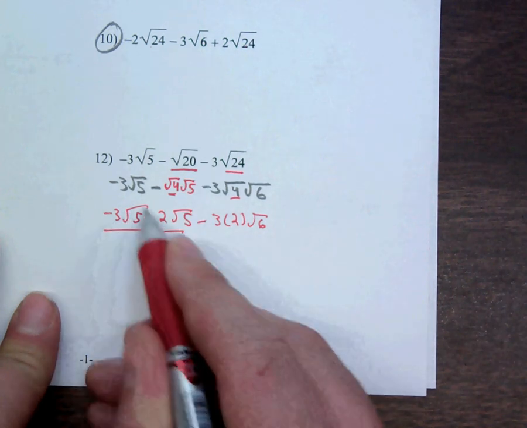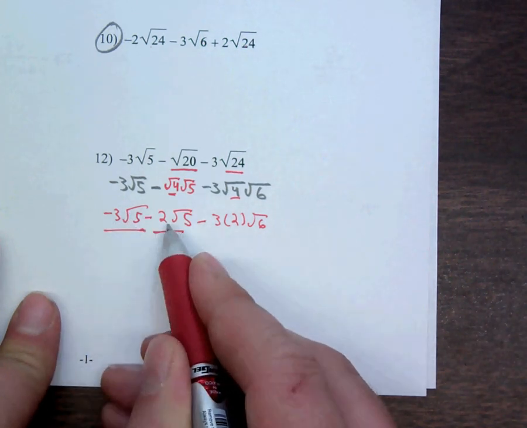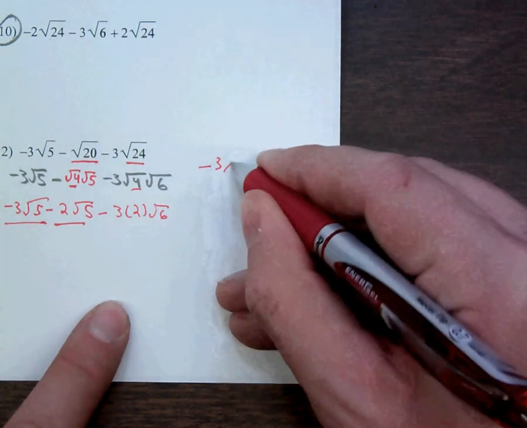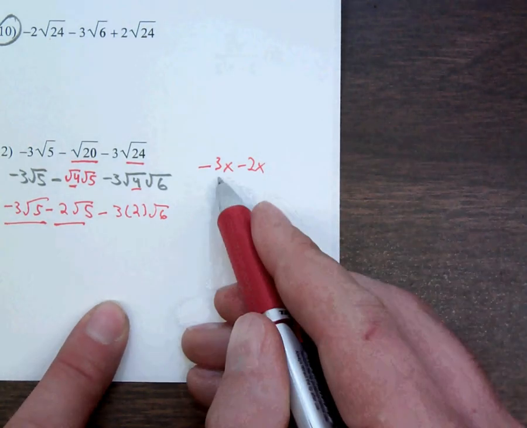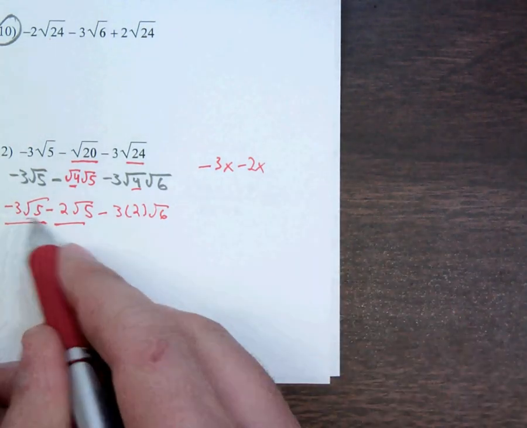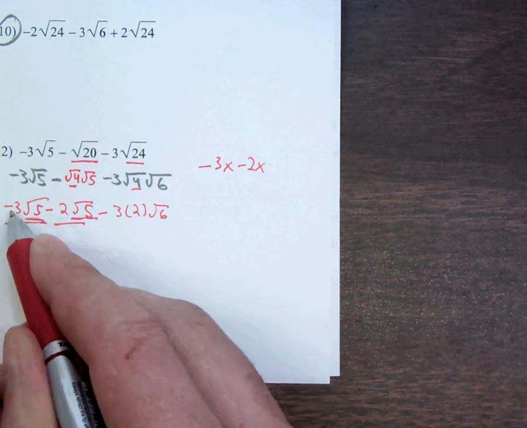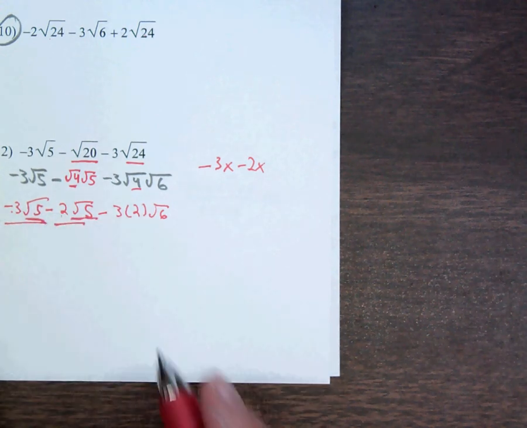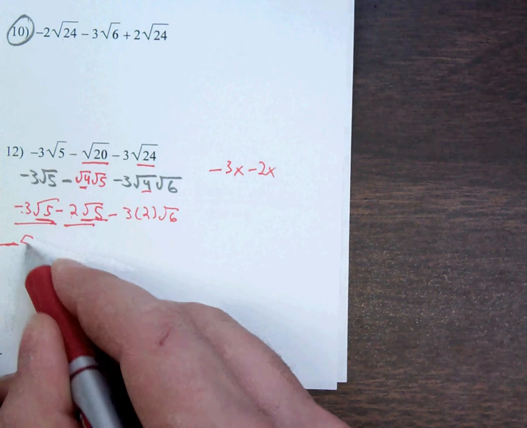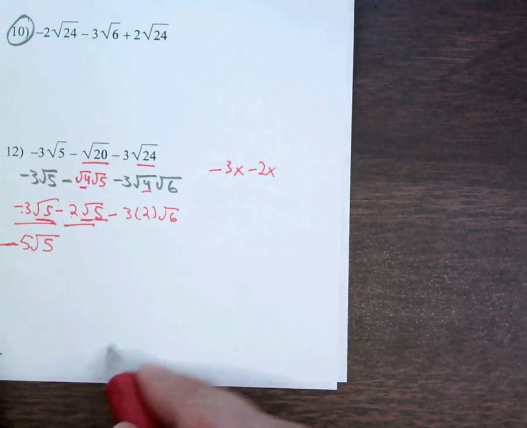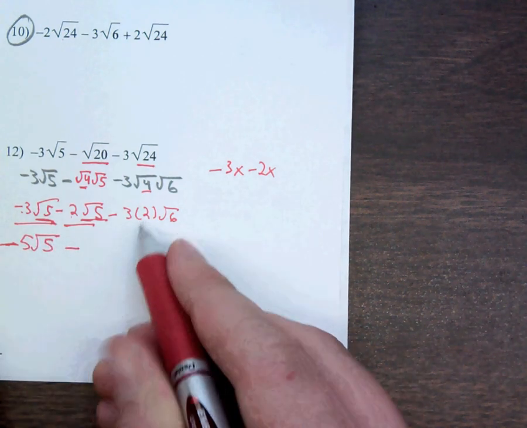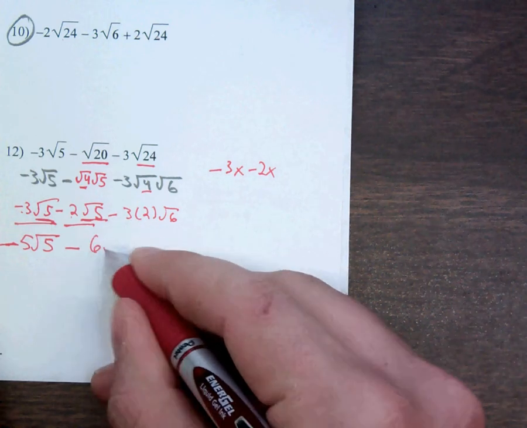Negative 3 square roots of 5 minus 2 square root of 5 is very similar to if we have negative 3x minus 2x. It's negative 5x. This is the type of thing it is. This coefficient tells you how many there are. There are negative 5 square roots of 5 minus, here we can do 3 times 2, 6 square root of 6. Hopefully that's helpful.